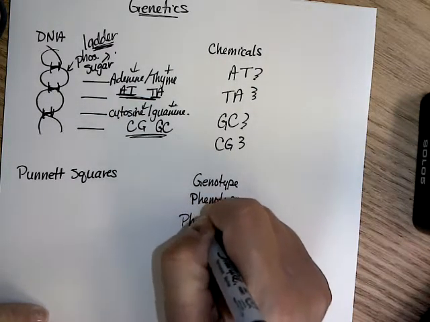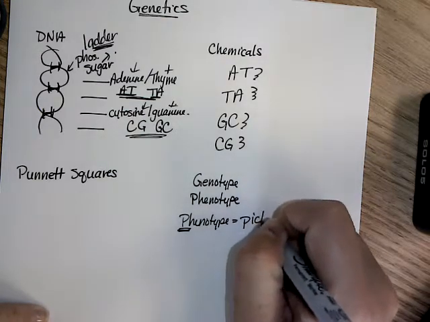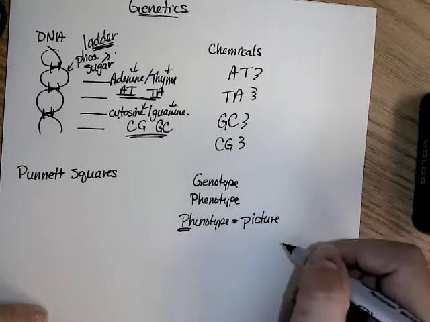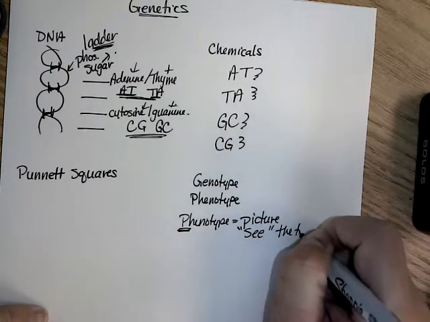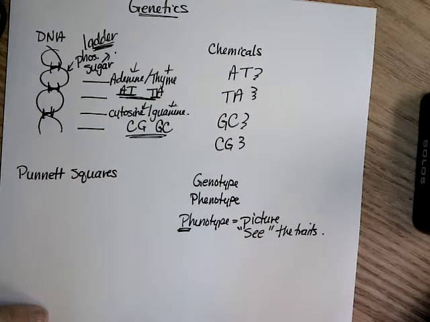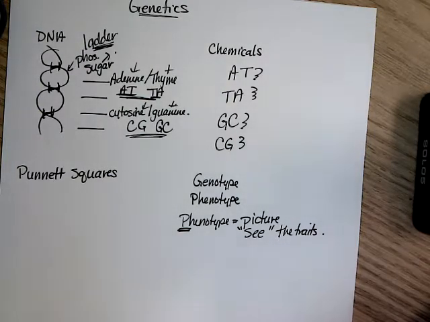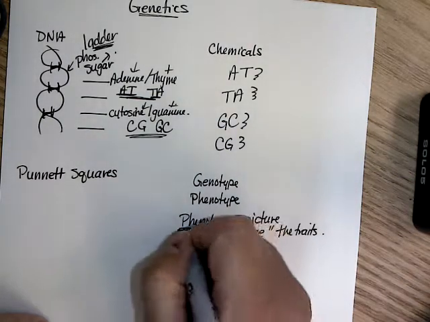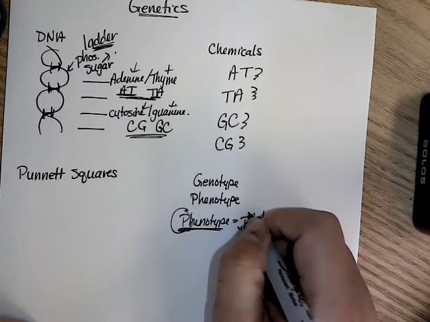A phenotype, and I want you to think of the P as the P in the word picture. When I look at a picture, I can see the traits. So if I look at a picture of a student or anybody, I can tell their eye color, I can tell their hair color, I can tell their skin color, I can tell how tall they are, whether they have hair on their knuckles of their hand. All of these things make up a phenotype. You can see them. Again, think of the P in phenotype as the P in picture.